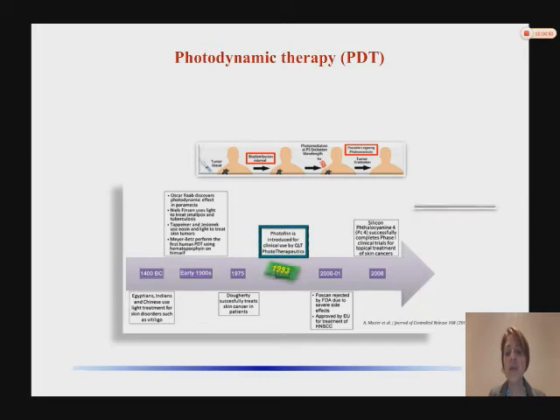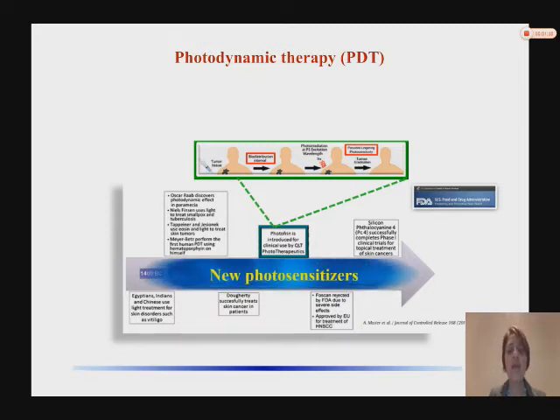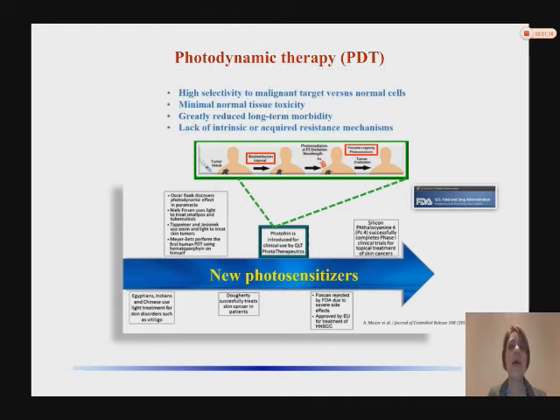In 1993, the porphyrinic photosensitizer Photofrin was approved in Canada for the treatment of bladder cancer, and in the following years it received the approval in other countries for the treatment of lung, esophageal, head and neck cancers. Since then, new photosensitizers have been developed. Compared to other therapeutical approaches, PDT has many advantages, such as high tumor selectivity, low tissue toxicity, reduced long-term morbidity, and lack of acquired resistance.